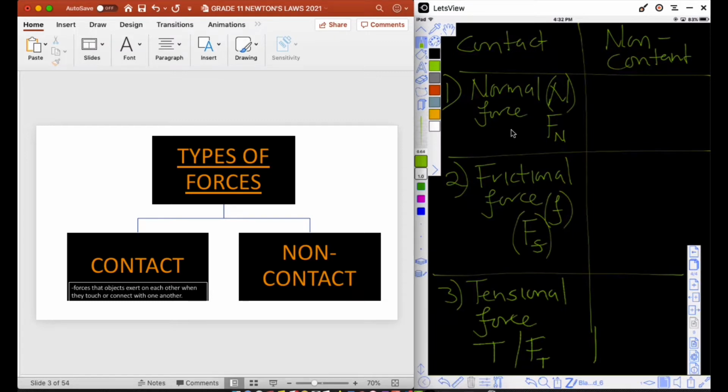Now, moving on to the non-contact forces. The first example of a non-contact force is an electrostatic force between two charged objects.